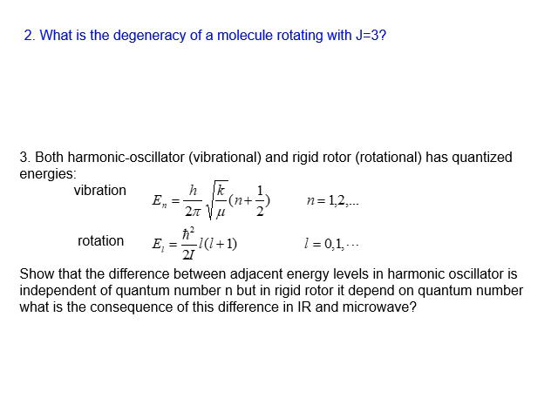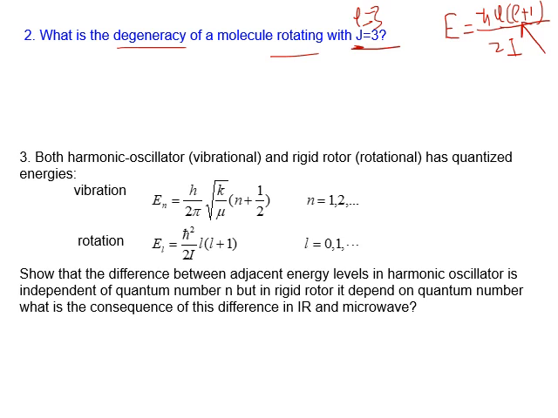Question number 2. What is the degeneracy of a molecule rotating with J equals 3? Now scientists like to use J or L to represent the angular momentum quantum number. So here the angular momentum quantum number is 3. And the question is, what is the degeneracy? And we know that for a rigid rotor, the energy is proportional to h bar squared times L times (L plus 1), divided by 2I.